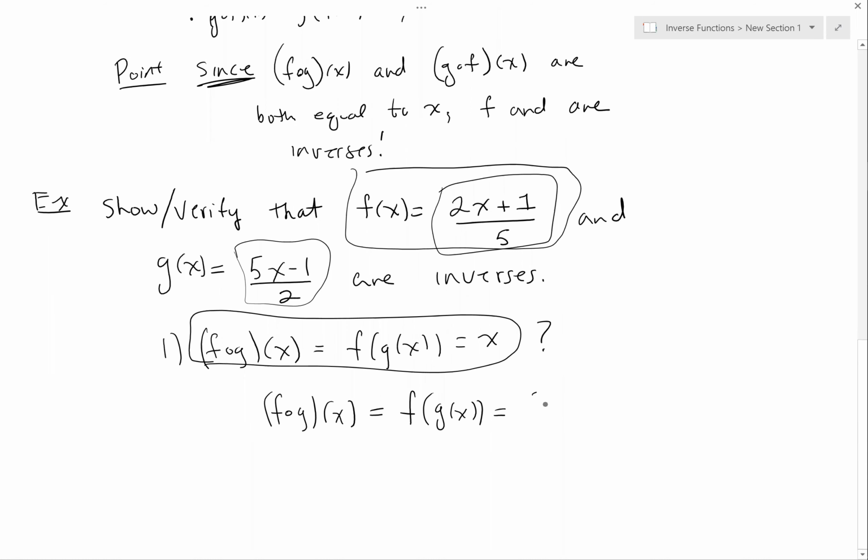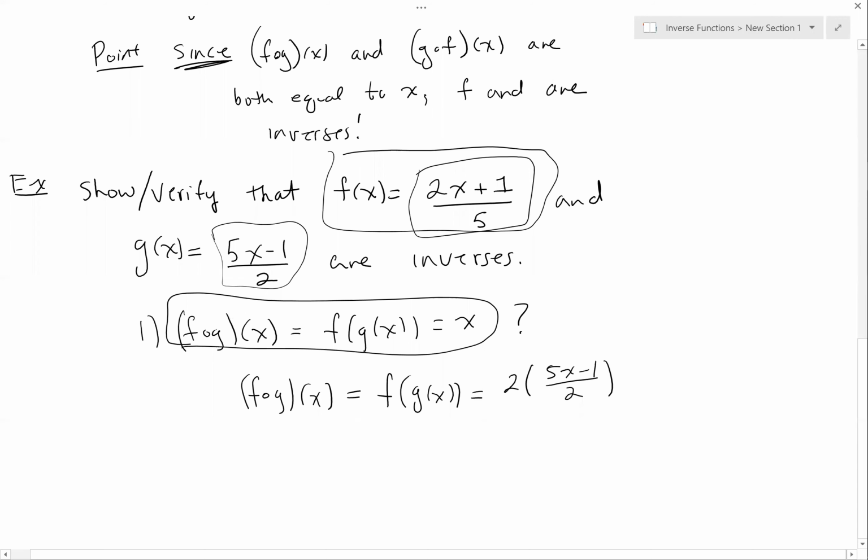So we're going to do 2 times g of x. What is g of x? Well, that is the expression (5x minus 1) over 2, right? That's g of x. And then so 2 times g of x plus 1, and we're going to divide that by 5.